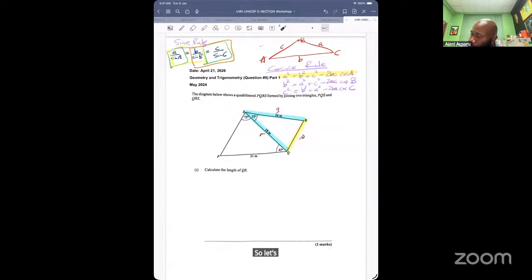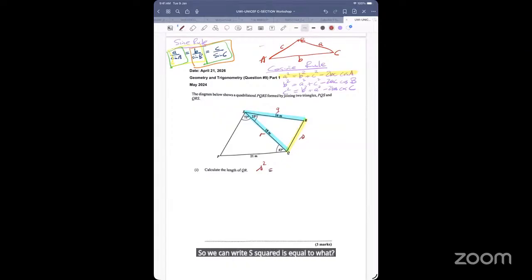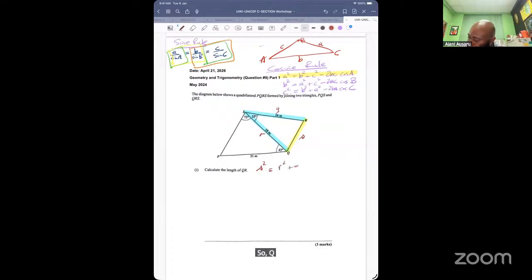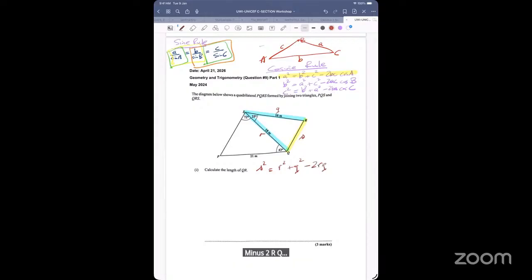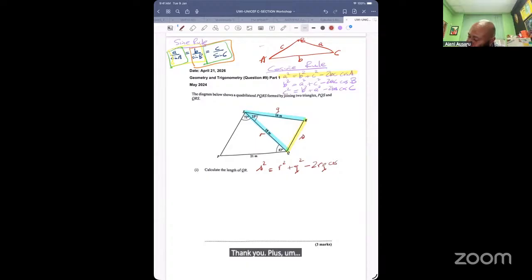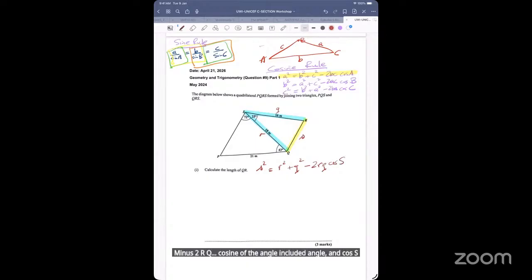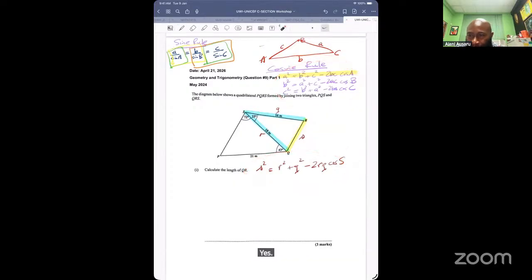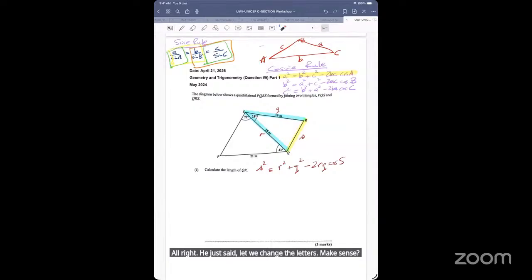So let's apply the cosine rule here in terms of S. We can write S squared is equal to what? R squared plus Q squared minus 2RQ cosine of the included angle, S. Does that make sense? What we have here is the same thing that we have up here. It's just we changed the letters. Make sense?